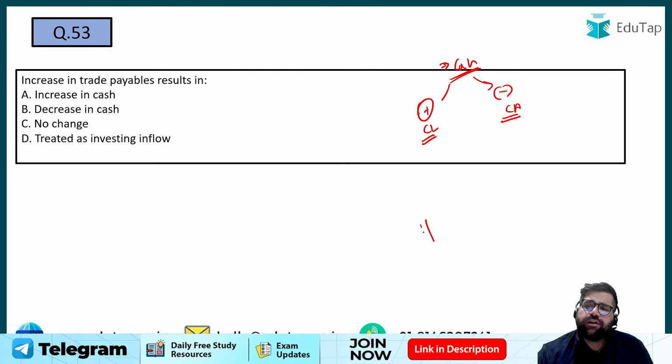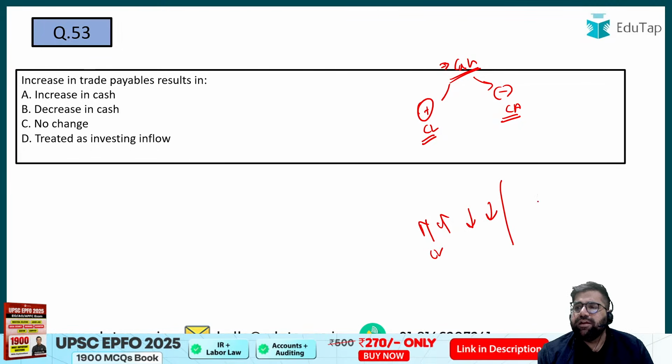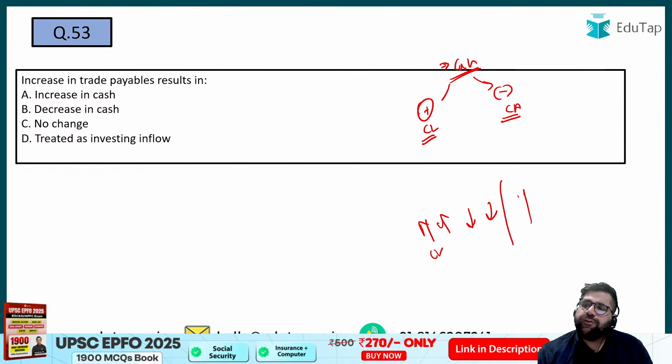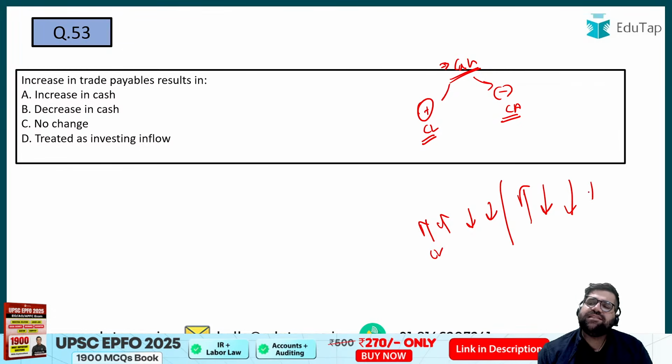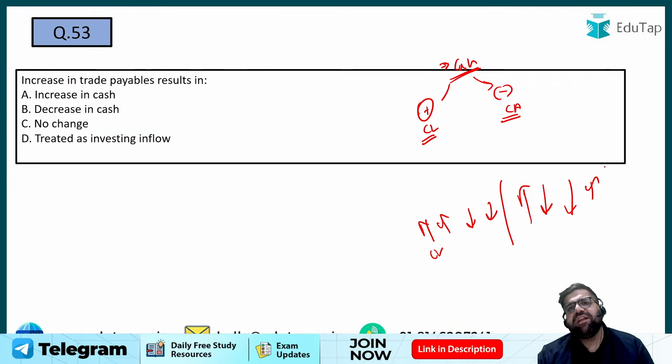So if you increase your current liability, your cash will also increase. If you decrease your current liability, your cash will also decrease. Vice versa in current assets. If your current asset increases, your cash reduces. If your current assets decrease, then your cash increases. ये आपको याद रखना है बस.